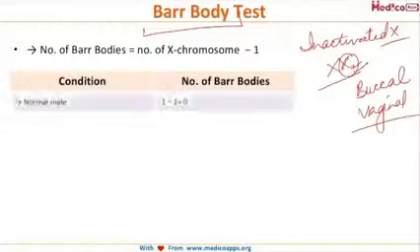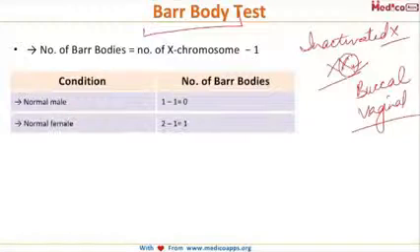Now let us understand this by example. In normal male, since there is only one X chromosome, so 1 minus 1, 0. So in normal male, you will not be able to see any Barr body. Likewise, in normal female, you will have one Barr body, because there are two X chromosomes in a normal female, so one will be inactivated, so there will be one Barr body in a normal female.